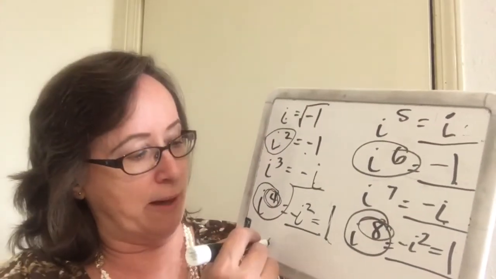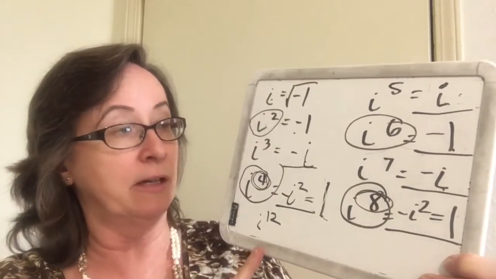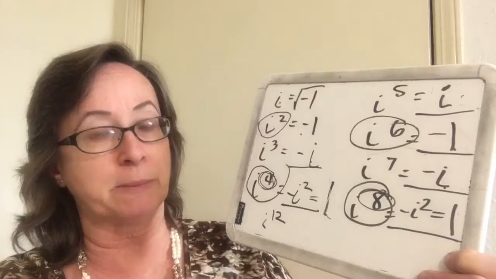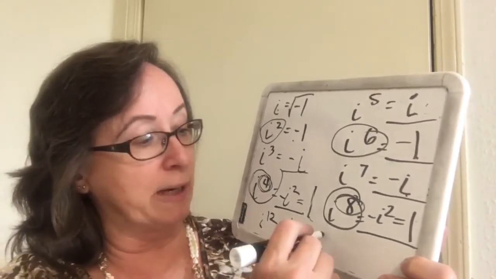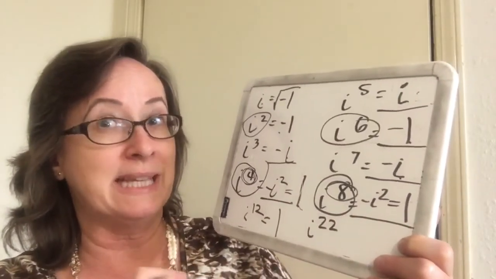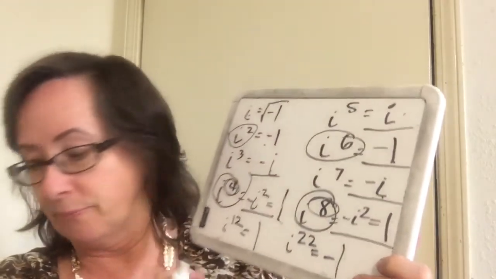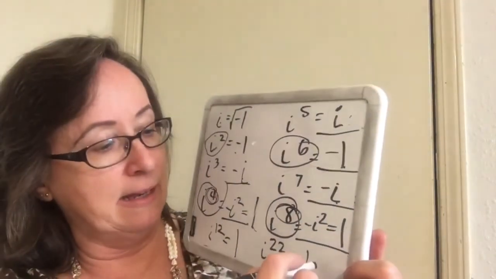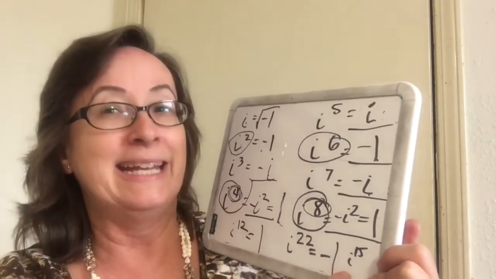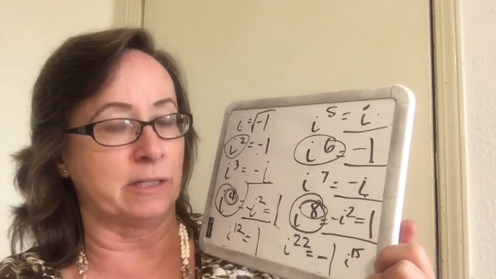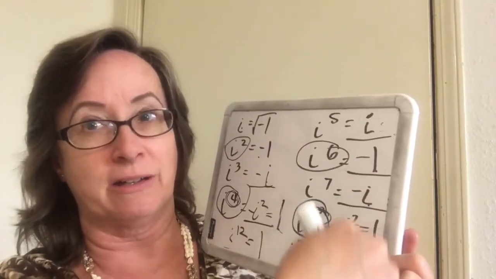So let's do i to the 12th. i to the 12th is even, so it will be either positive 1 or negative 1, but 12 is a multiple of 4, so it will be a positive 1. Okay, let's do i to the 22. i to the 22 is even, but not a multiple of 4, therefore it will be negative 1. Let's do i to the 15. i to the 15 is odd, so it's going to be imaginary. Now, i to the 16 is a multiple of 4, so it's going to be 1.